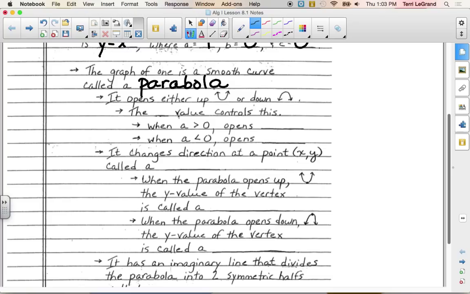Because when we have a parabola, there's two things that can happen. And there's two things that happened on your homework. Will you look at your homework and tell me what happened on the parabola ones?